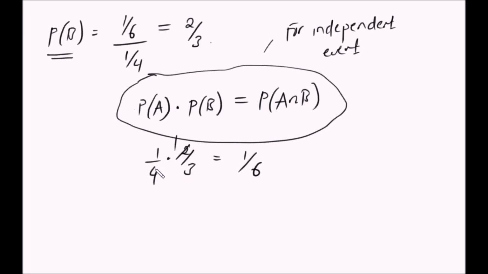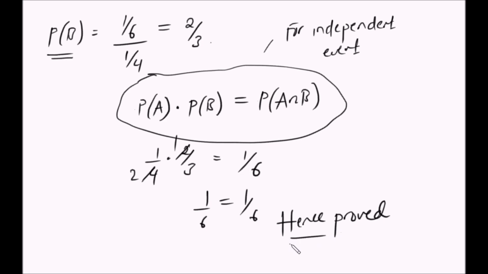So 1 by 4, 2 by 3. 4 times 3 is 12, 2 over 12 is equal to 1 over 6. Hence proved. Proved nini? Kwamba A and B are nini? Are independent events.